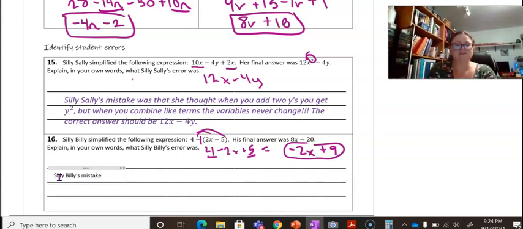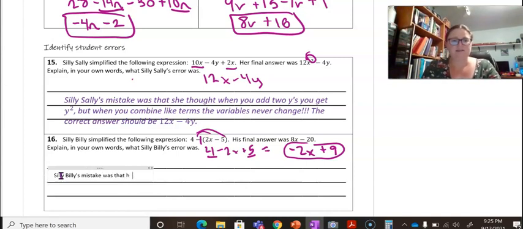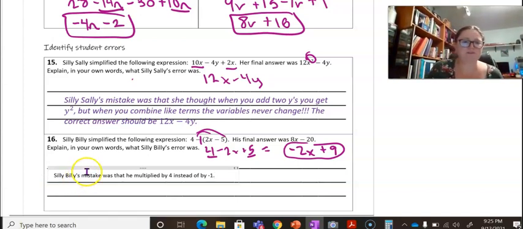I like mistake because we talk about in my class, mistakes help you learn. Mistakes help you progress in your learning. So Silly Billy made a mistake, but he could learn from it. So you're telling him what he needs to do. Was that he multiplied by 4 instead of by -1. And it looks like he even multiplied that. He just completely lost the negative. And that's really all you need. He multiplied by 4 instead of by -1. And that would tell me that you understand what's going on.